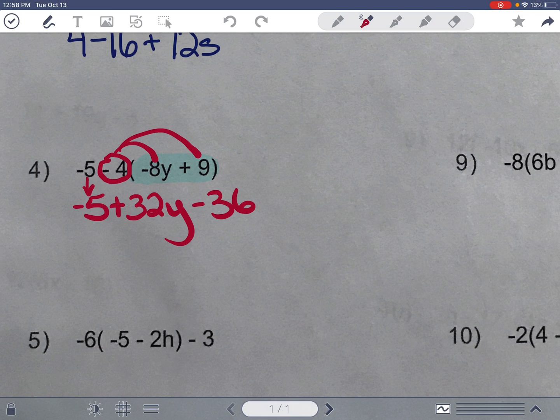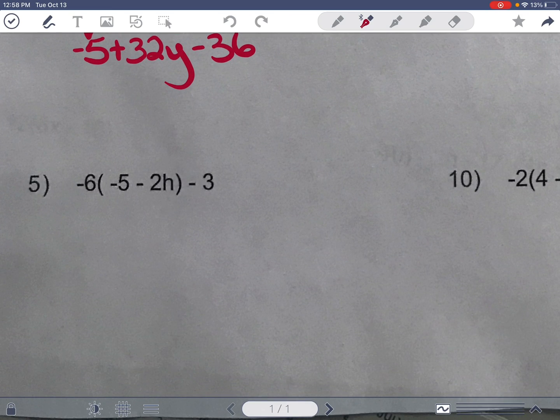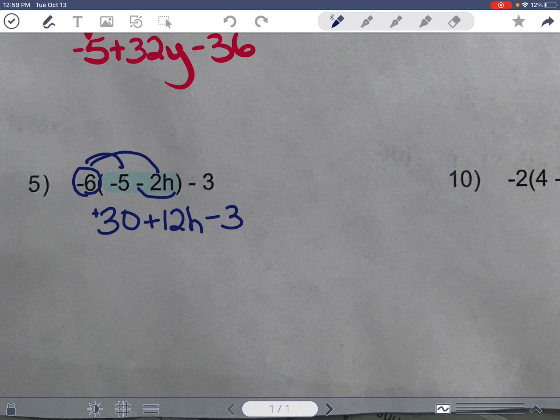Okay? One more. I'll show you one more distributive property. These two terms are inside the parentheses, so this negative 6 is going to get multiplied to each term. Negative 6 times negative 5 is positive 30. I can put my little plus sign there. It's a positive 30. Negative 6 times negative 2h is positive 12h. And the minus 3 just comes down.